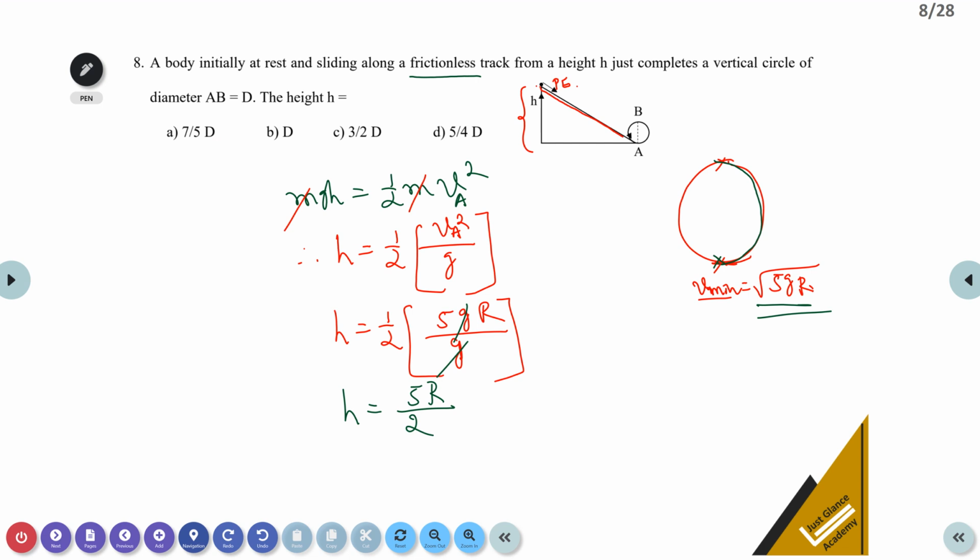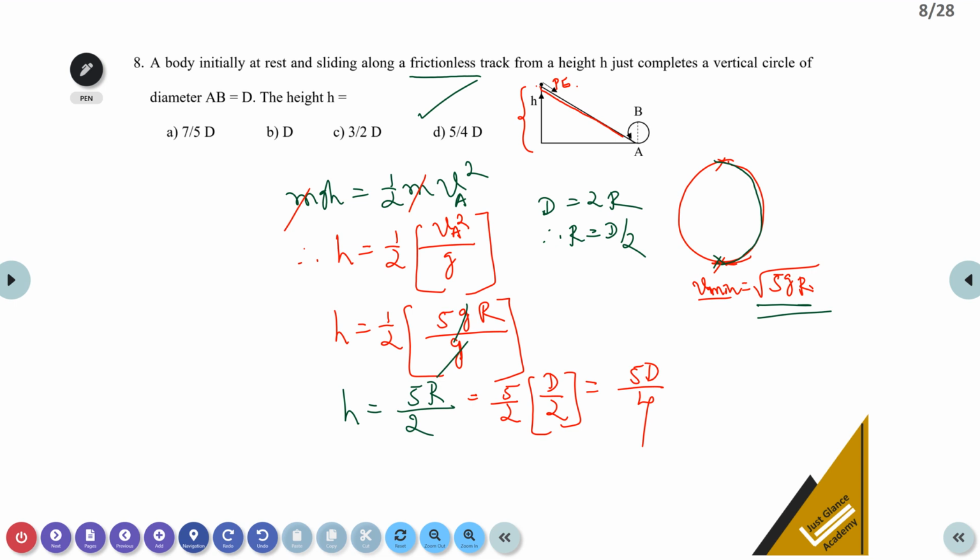We know that diameter equal to 2r. Therefore r equal to D divided by 2. Now I'll modify this. 5 divided by 2 into D divided by 2, equal to 5D divided by 4. This is the minimum height. So this is the right choice. An interesting problem, students.